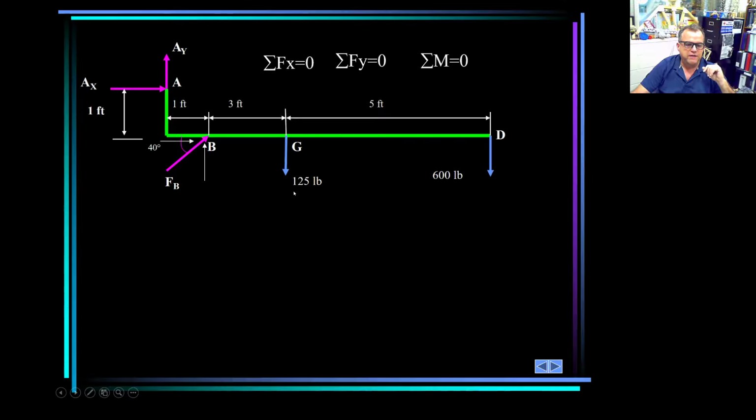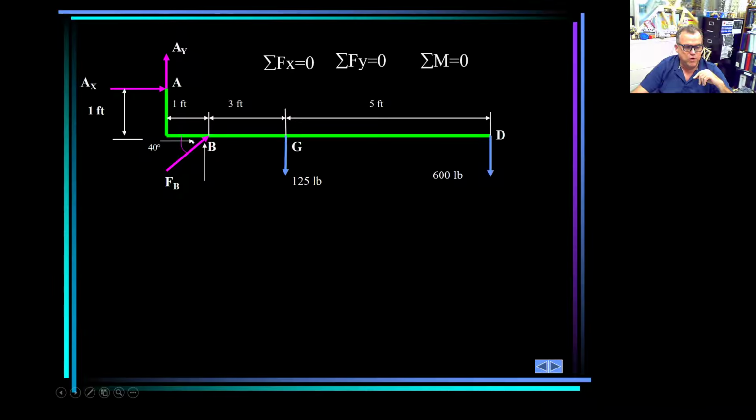You have 125, which is this, multiplied by 4. And remember, rotation is going to go in this way. Then you have 600 multiplied by vertical force, horizontal distance, 9 in this direction. And now you have this FB. You're going to have this horizontal force here, which is this component. It's going to be FB cosine 40. And this vertical component here is going to be FB sine 40.